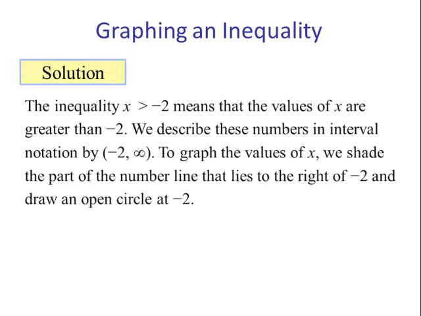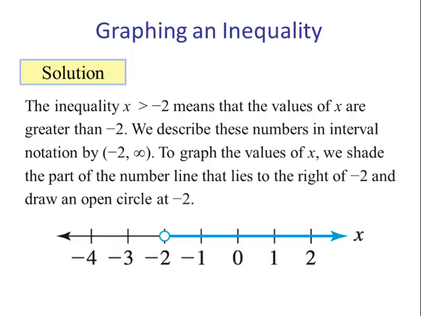Solution. The inequality x is greater than -2 means that the values of x are greater than -2. We describe these numbers in interval notation by (-2, ∞). To graph the values of x, we shade the part of the number line that lies to the right of -2 and draw an open circle at -2. So this is what the graph would look like. Any number on this number line in blue will make this inequality true.